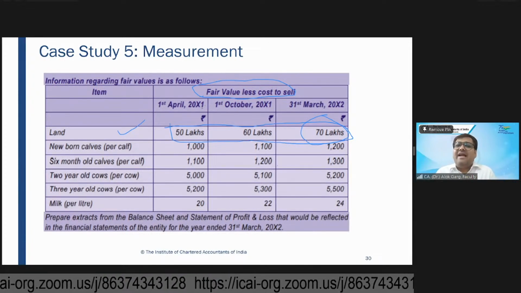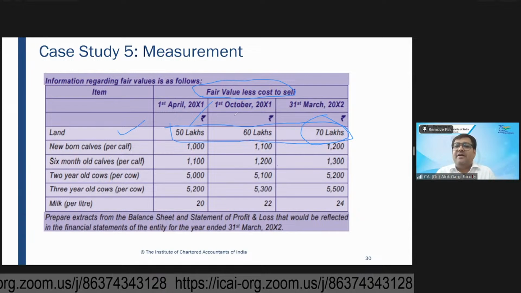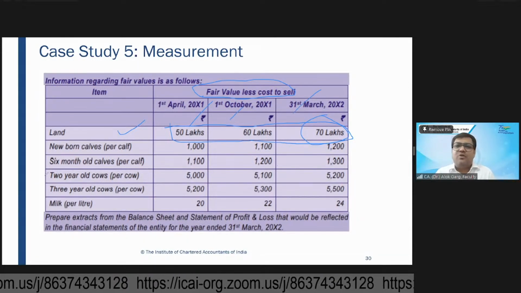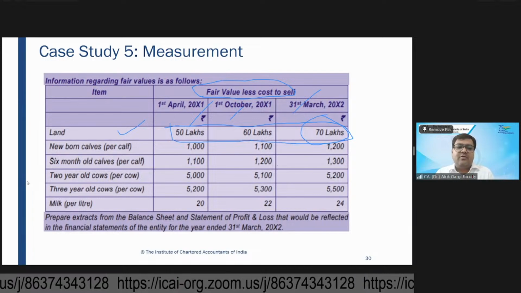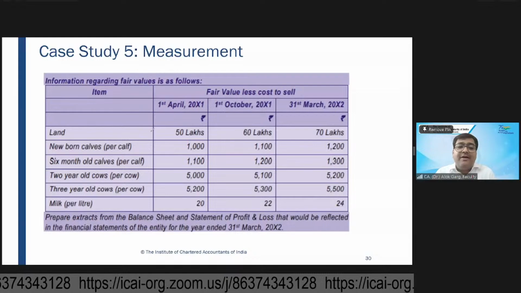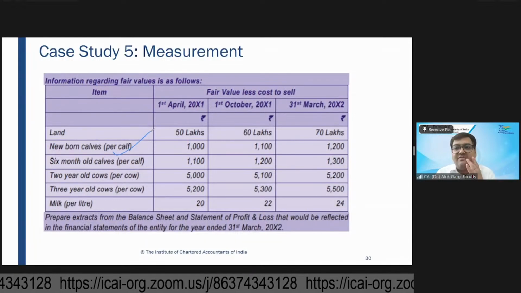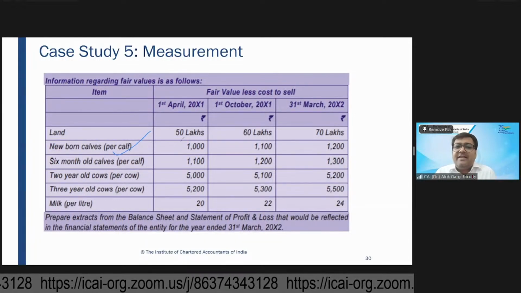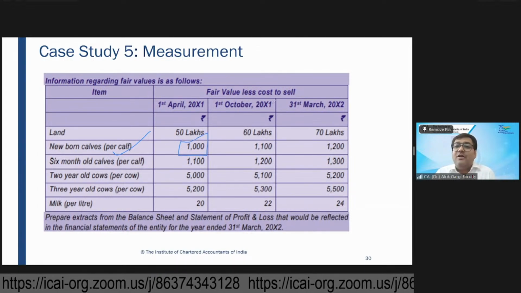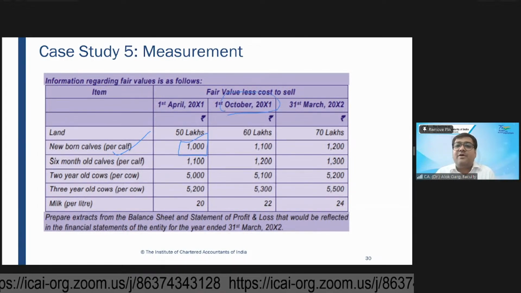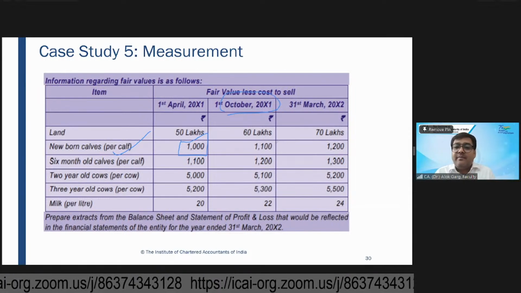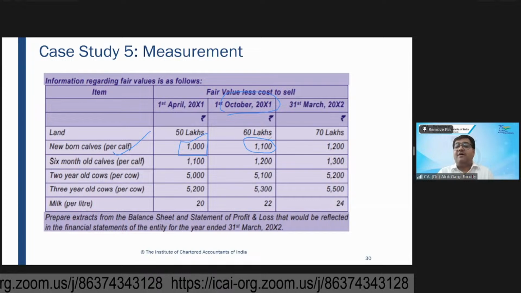So in this case, the land value was 50 lakh on 1st April, 60 lakh on 1st October, and 70 lakhs on the balance sheet date. Not relevant. Correct? Okay. Now, newborn calves, per calf. On 1st April, the newborn calf fair value was 1 lakh. Is it relevant? No. The calf was born on 1st October 2001, right? So when the calves were born, the fair value less cost to sell for the calf was 1100.